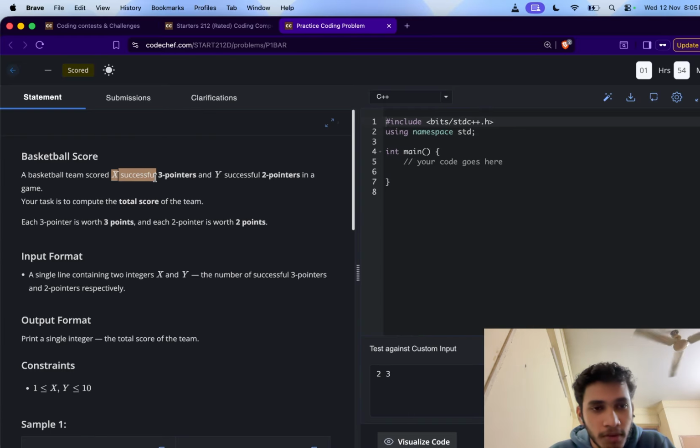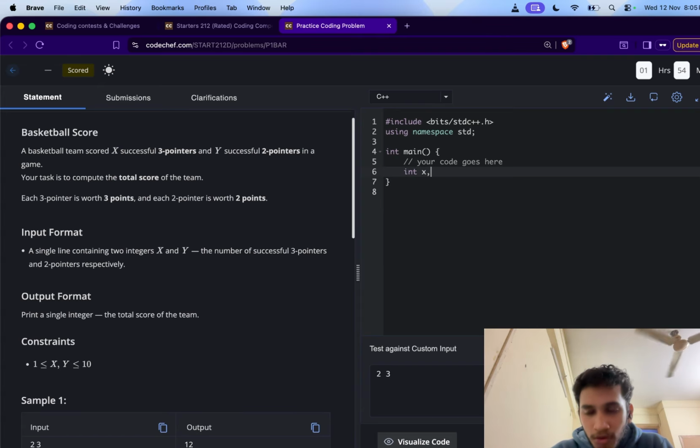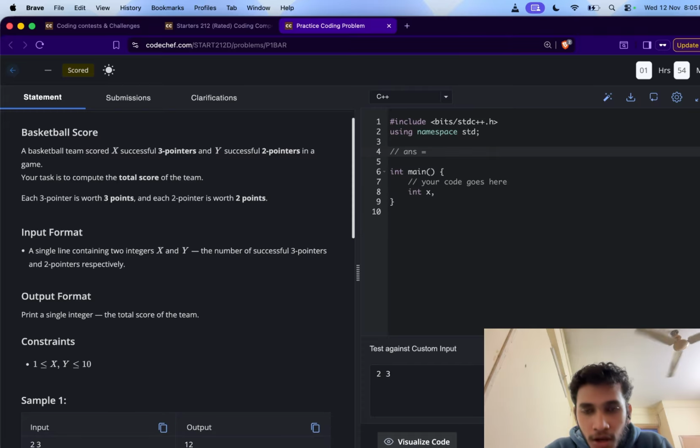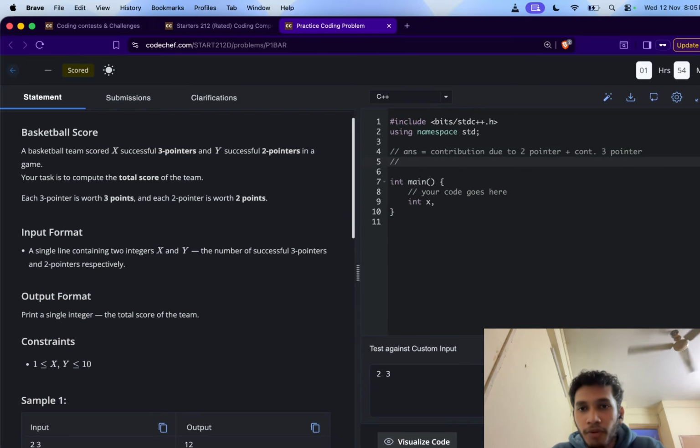We are given the number of successful 3-pointers and the number of successful 2-pointers. So the answer. Let's understand the answer. The answer should be the total score, and the total score should be the contribution due to 2-pointers plus the contribution due to 3-pointers. How will we calculate the contribution of 2-pointers?